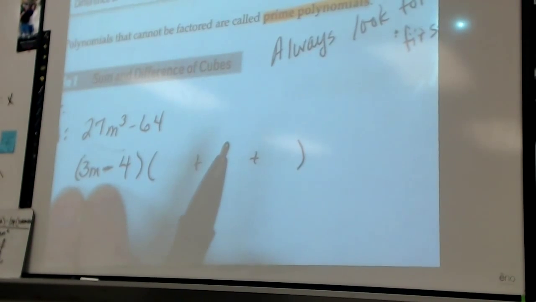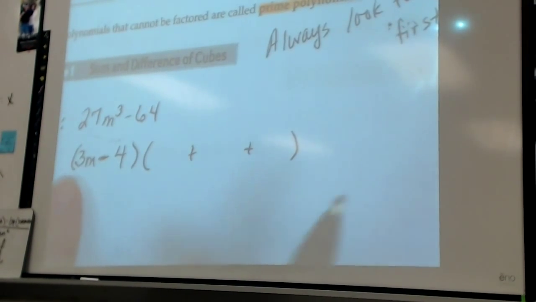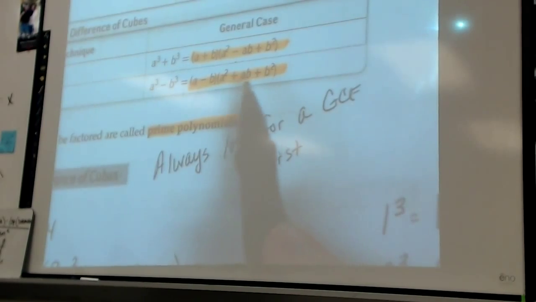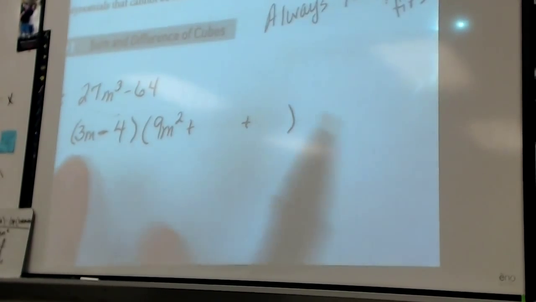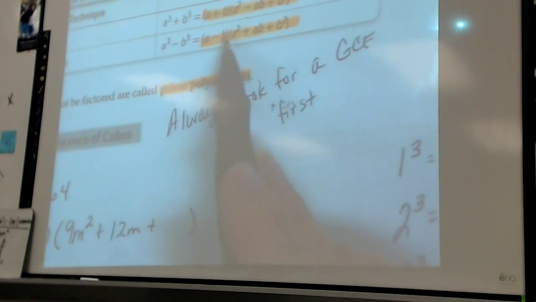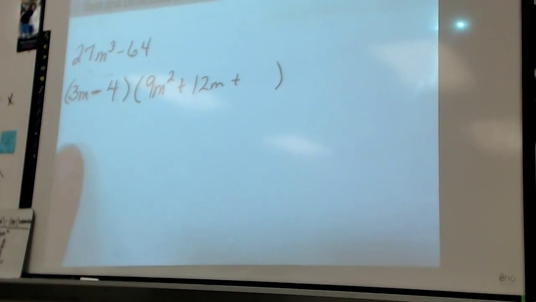We want to square 3m. So would it be m squared? Well, the m would be, but what about the 3? 9. So it'd be 9m squared. Okay, then you just want to multiply the two together. 3m times 4. 3m times 4, 12m. And then you want to square the b. So you want to square this term. 4 squared, 16.